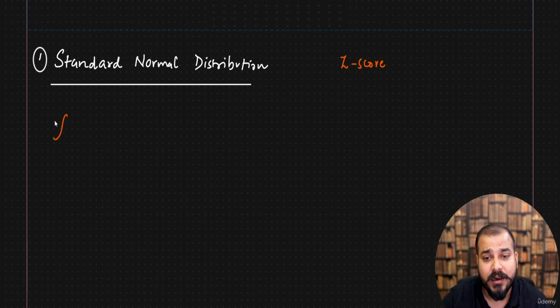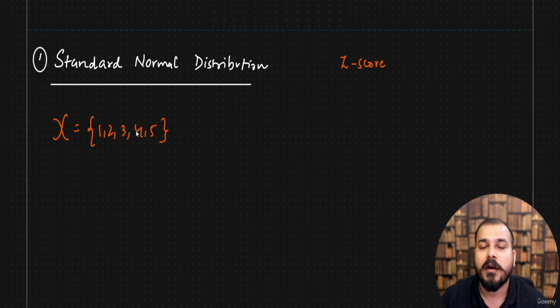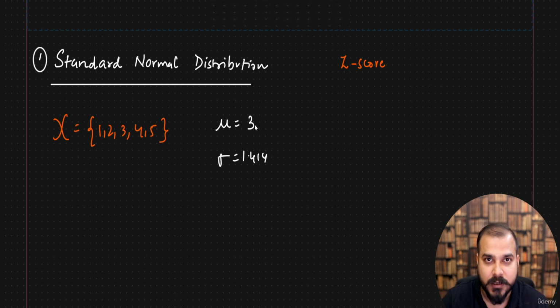Now let's consider a random variable x, okay? It has some values 1, 2, 3, 4, 5. And let's consider this is following a normal distribution, okay? And if you compute the mean, it will be 3. And the standard deviation will be somewhere around 1.414, okay? So if you go ahead and compute it, 1 plus 2 plus 3 plus 4 plus 5 divided by 5 is nothing but 3. And the standard deviation is somewhere around 1.414 when you apply the variance and standard deviation formula.